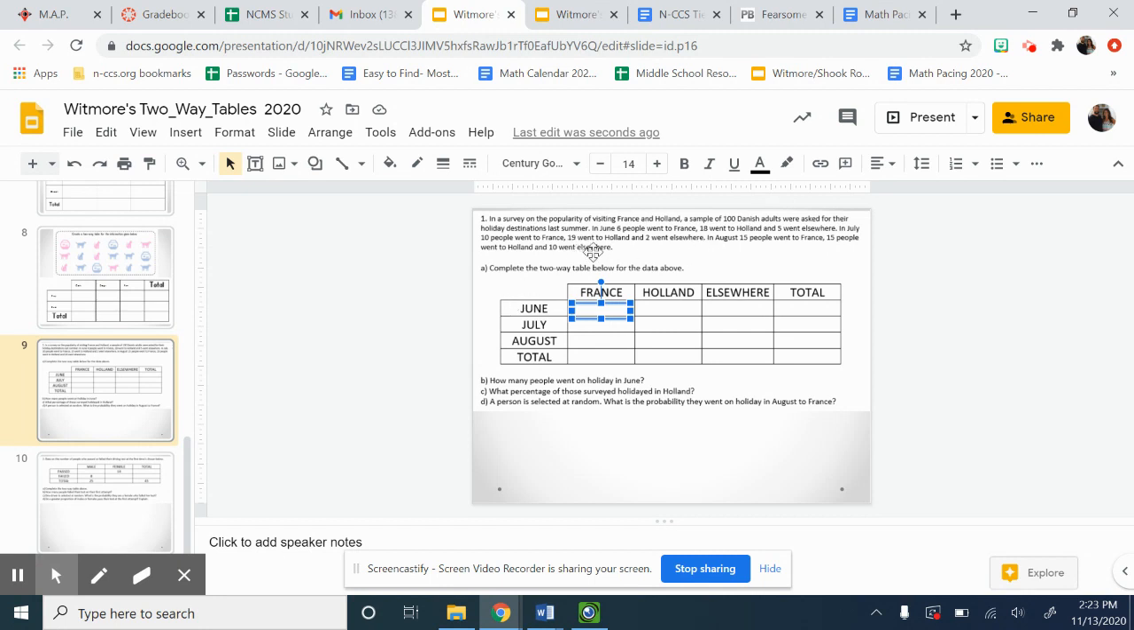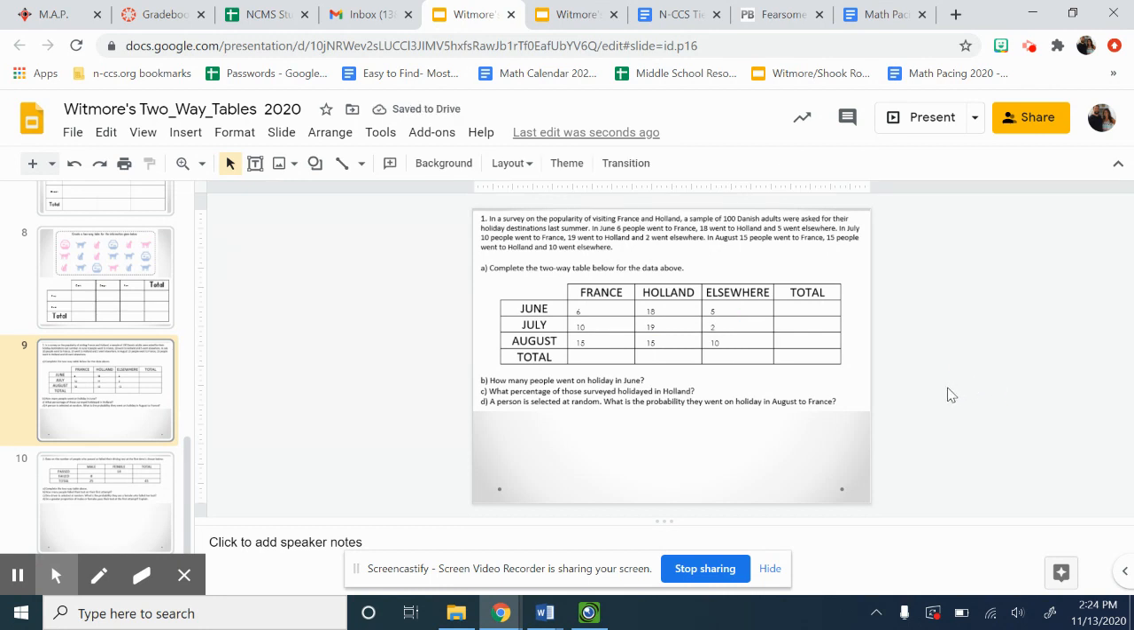So in June, I had a sentence about June. It says 6 people went to France. So I'll put my 6. 18 went to Holland, 5 went elsewhere. I have a sentence on July. It says in July, 10 people went to France, 19 went to Holland, and 2 went elsewhere. And then August, 15 people went to France, 15 people went to Holland, and 10 went other places.